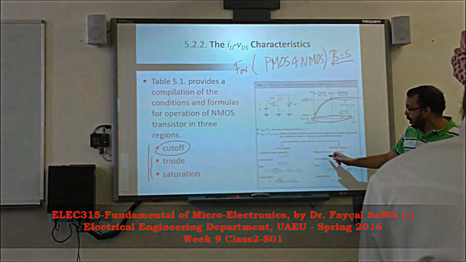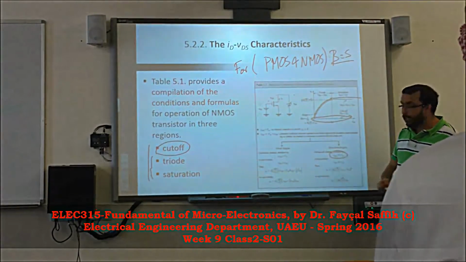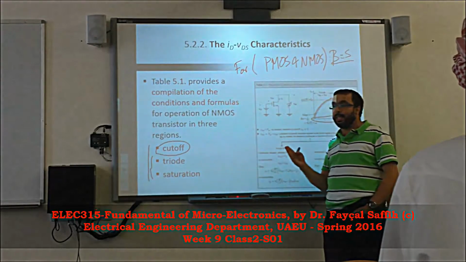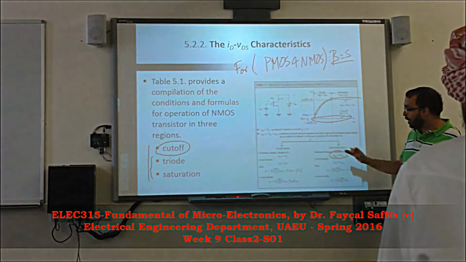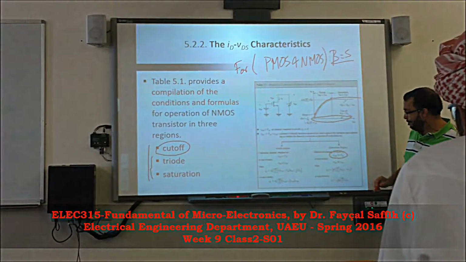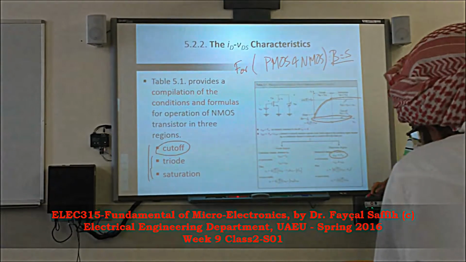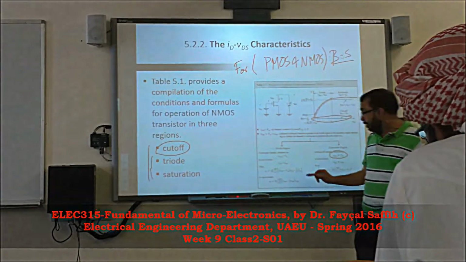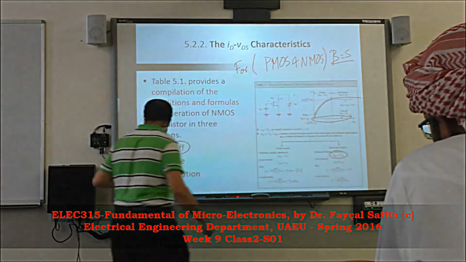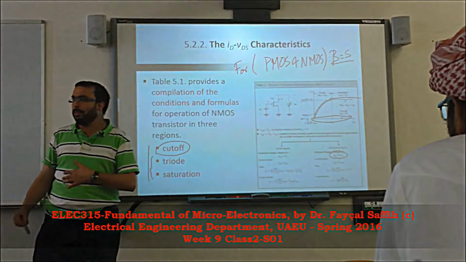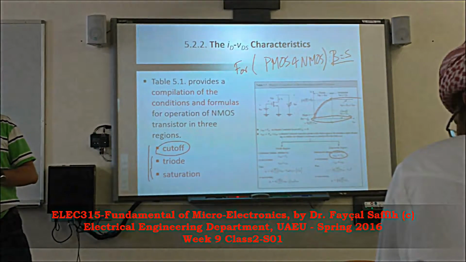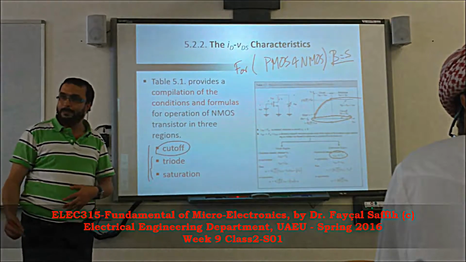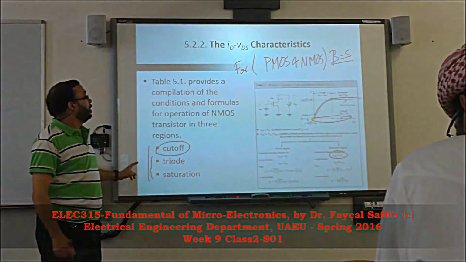The pinch off here, as we said, happens when VGD, which plays the role of VGS closer to the drain, is less than VT. There's no channel, and we reach a pinch off. That's it, and the equations are very clear. So there's nothing really new about that. Any questions, or is it clear? See, the topic is not scary at all. It's really a joke.